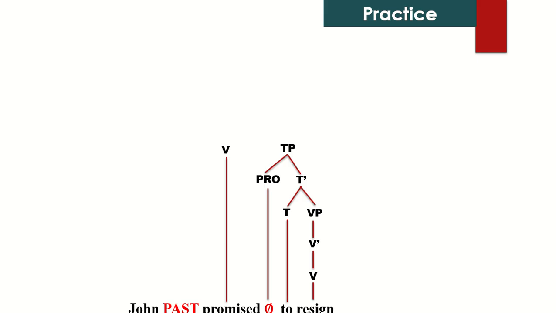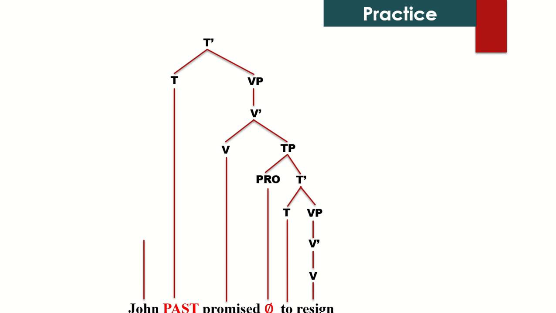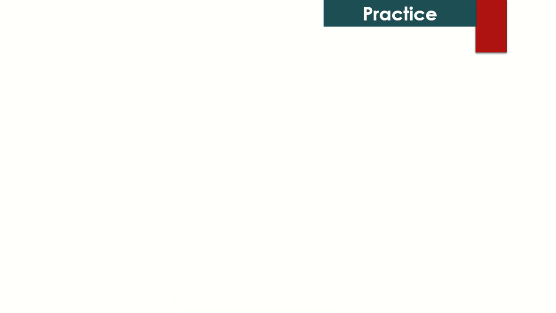Promised what? This TP is the complement of the verb, so sister to V, daughter of V bar, and we project the VP. The tense is the past, T, VP, T bar. We end with a noun phrase with just one noun, so present the three levels, N bar, NP, NP, T bar. We have a TP.